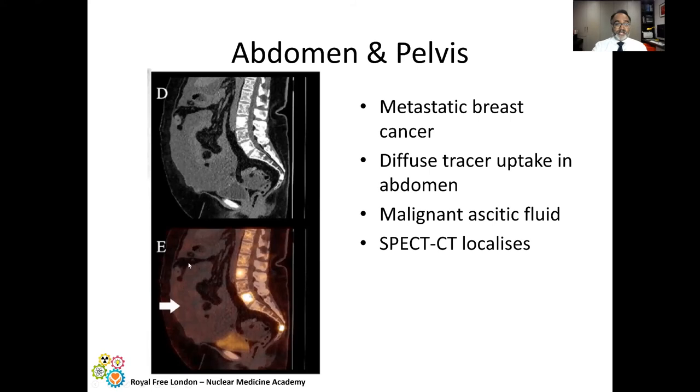The SPECT CT scan here confirms on the CT that this is all fluid in the peritoneal cavity. So this is all ascitic fluid, and there's some low grade uptake in there. And obviously we can see the bone metastases a bit more clearly.